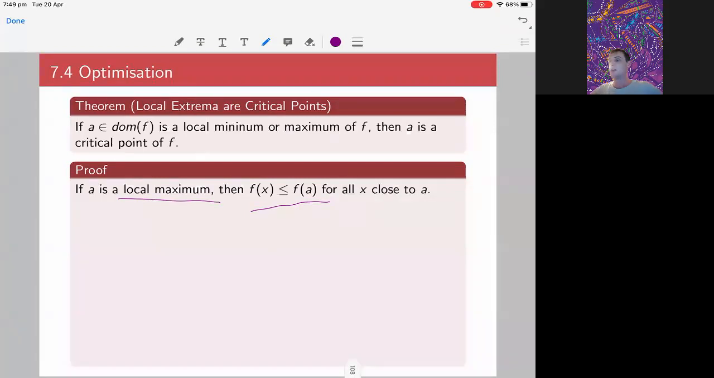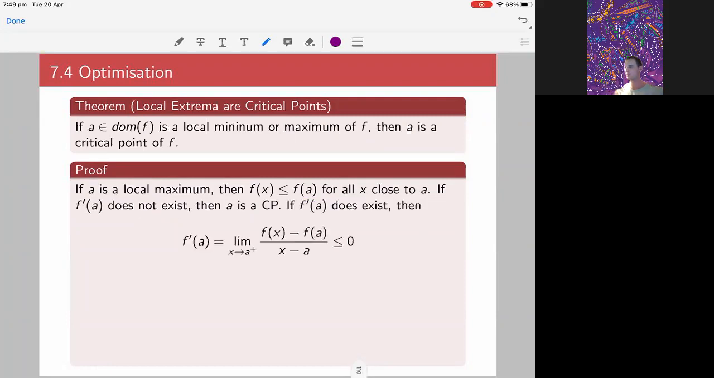Now, if the derivative doesn't exist, then we're done, because if the derivative does not exist, then we're necessarily at a critical point, and great. But what happens if the derivative does exist? Well, remember, for a derivative to exist, a certain limit has to exist. And that means the limit has to exist when you travel to it from either side. The limit from above needs to exist, and it has to be the same as the limit from below.